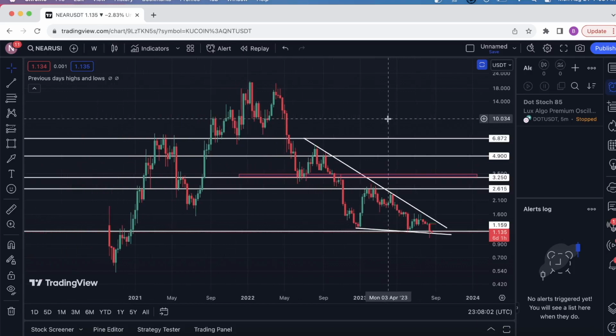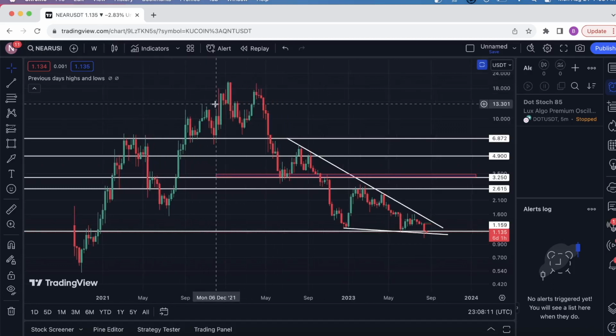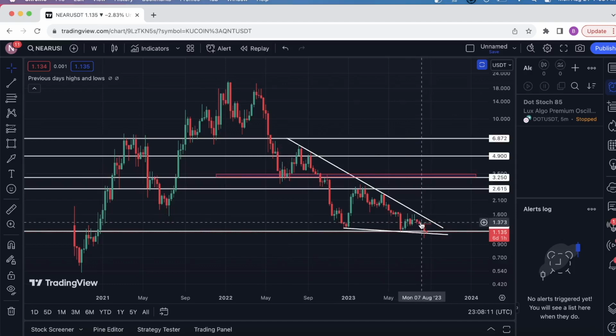I had a request to take another look at Near protocol, so I'll just do that quickly. I'm on the weekly time frame. Ticker for this is NEAR. And the last time I did a chart analysis of this coin was about 10 days ago. And at the time, I think we were right around here, right?